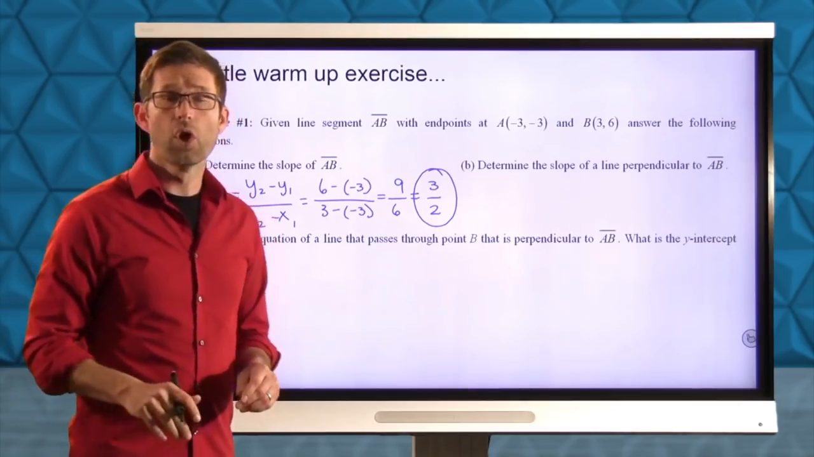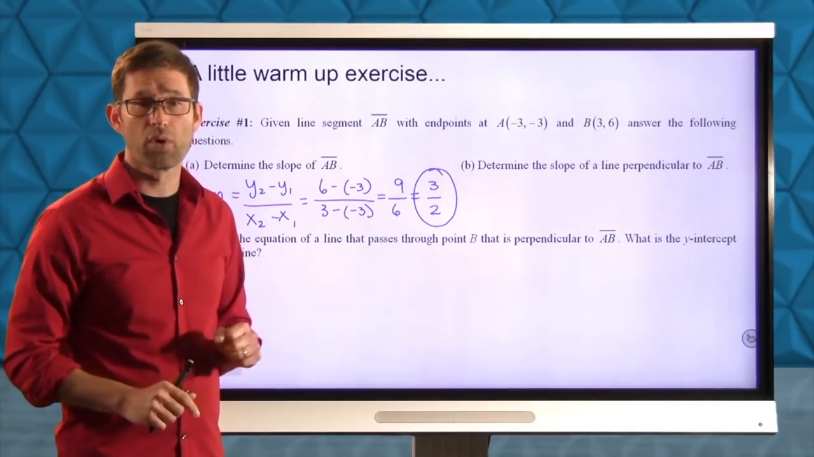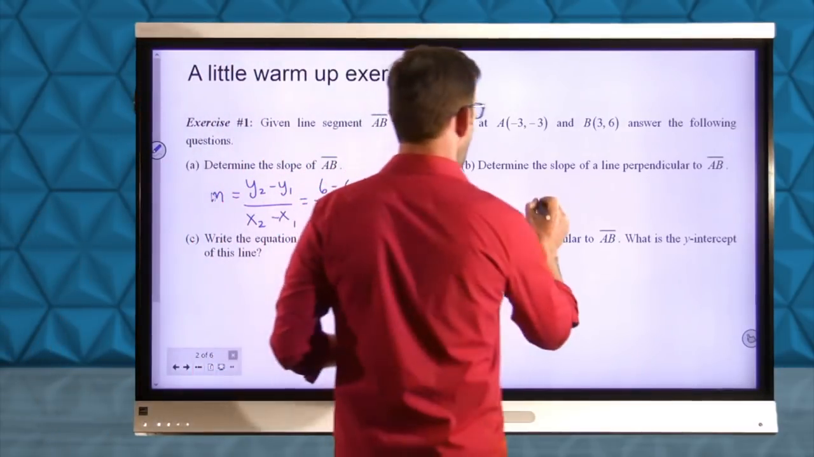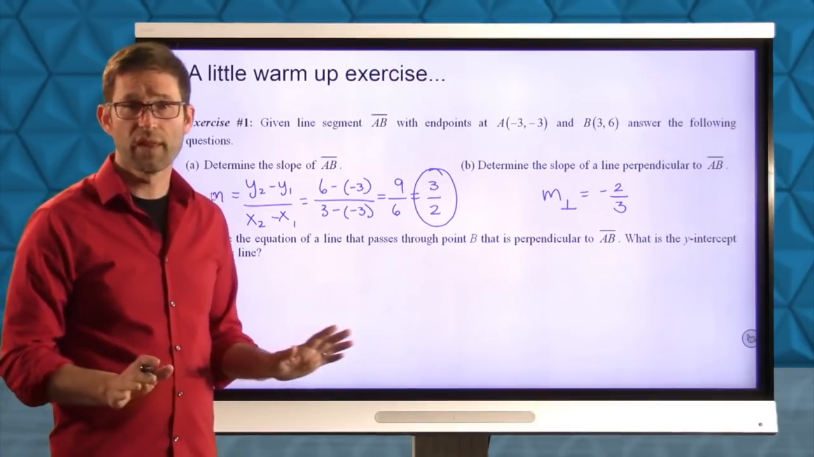Now remember, the slope of a line then perpendicular to AB will be the negative reciprocal of this slope. I oftentimes will symbolize that by doing an M with a little perpendicularity symbol down as a subscript, and that will be -2/3. All right, so that's it.